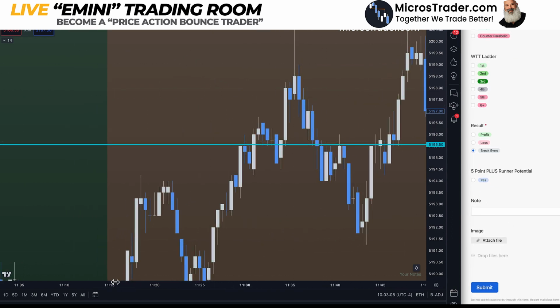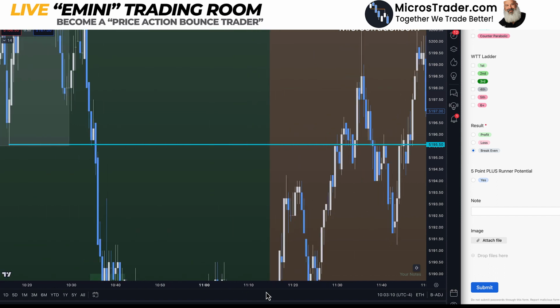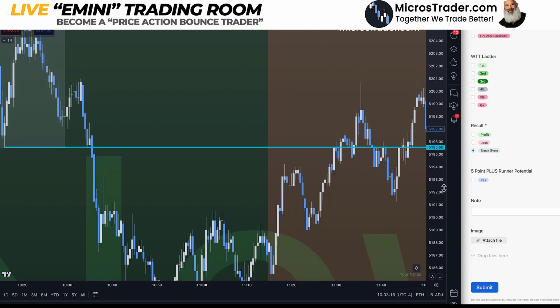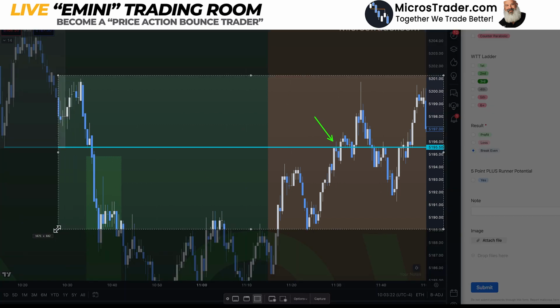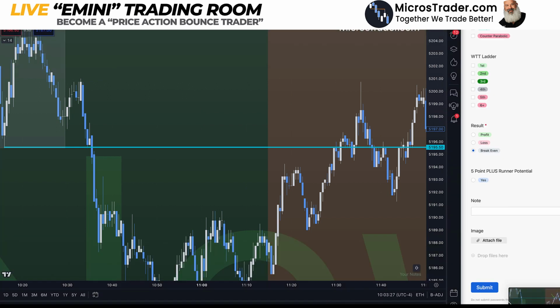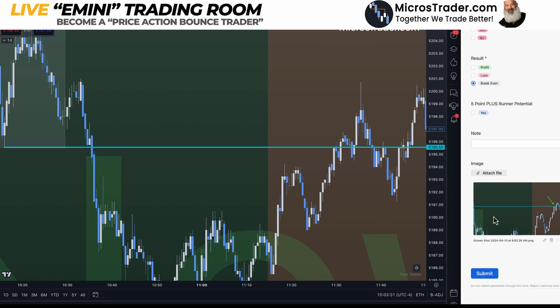30-second chart backside. Let's see if I can. Let me screenshot it. Let's bring the level in there too. Yeah, I think it's break even at best. It's not a loser, but it's a break even.